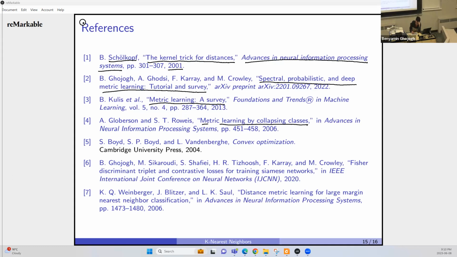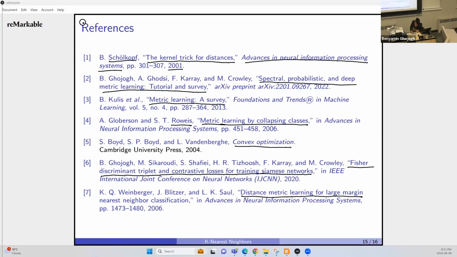Metric learning by collapsing classes, proposed by Roweis. Sam Roweis was one of the important scholars in machine learning. Boyd, convex optimization, is a book. And Fisher discriminant analysis. Oh, by the way, Fisher discriminant triplet and contrastive losses for training Siamese networks. This is a paper which proposes the idea of Fisher discriminant analysis for neural networks in terms of triplet loss. Okay.